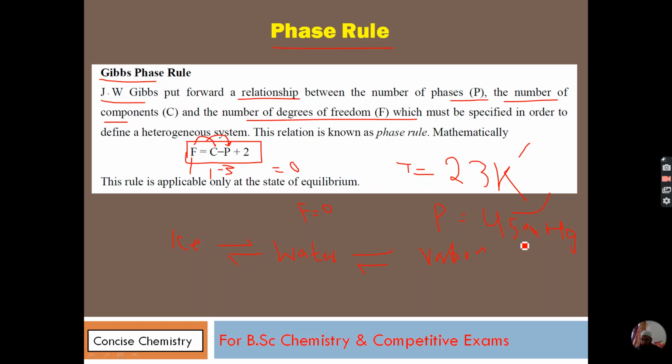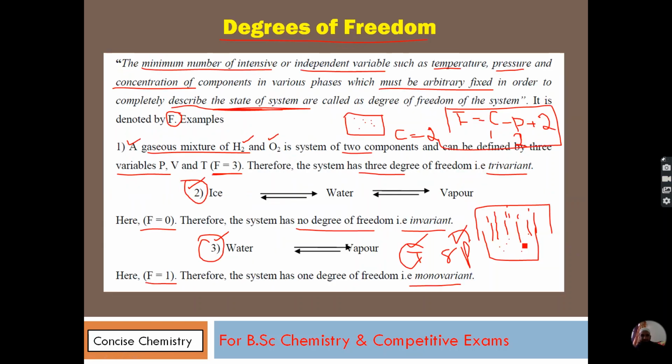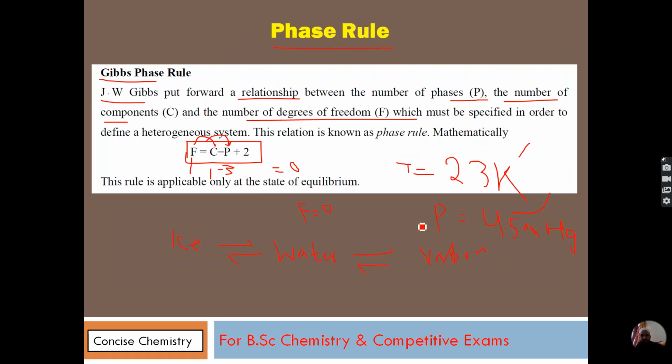So that's not possible. The moment you change the pressure or you alter the temperature, you will only get 2 phases. You will never get 3 phases. So it's a non-variant system, it's an invariant system. Okay? So this is all about our degrees of freedom and phase rule.